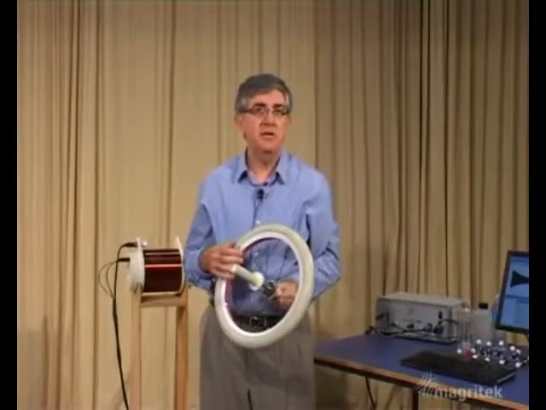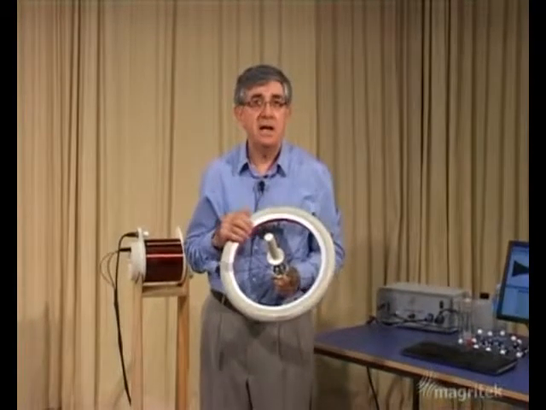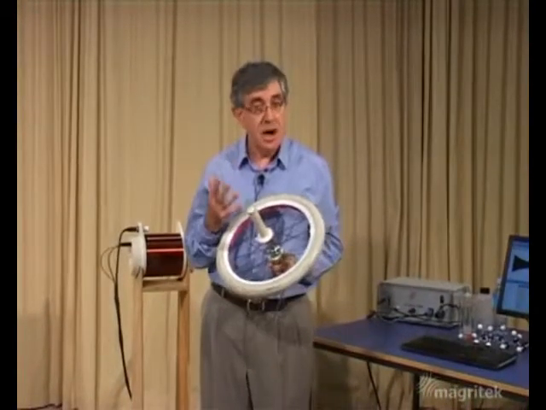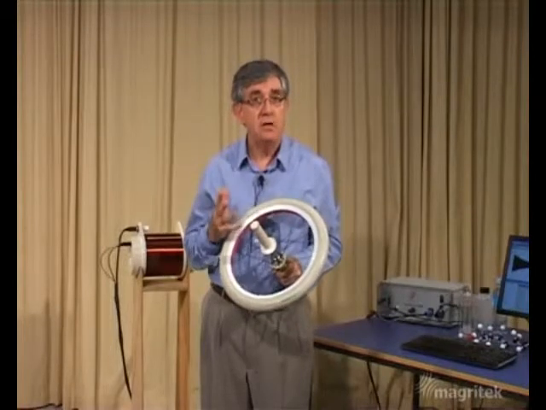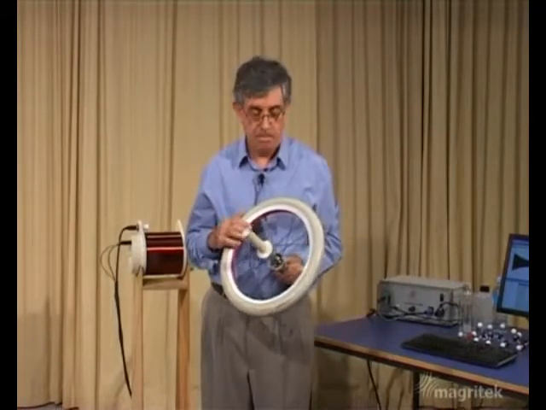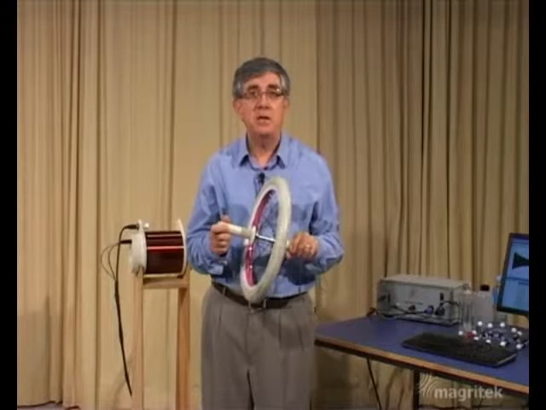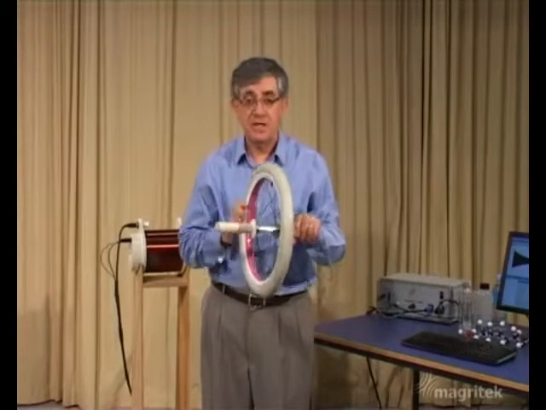The second idea that's really important in understanding nuclear magnetism is the idea that the nuclei themselves have angular momentum. Let me demonstrate angular momentum with this wheel. I can do that simply by spinning it.